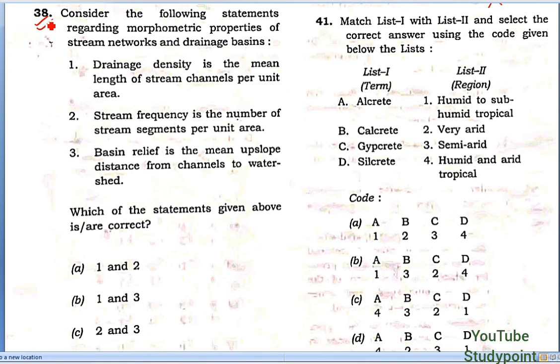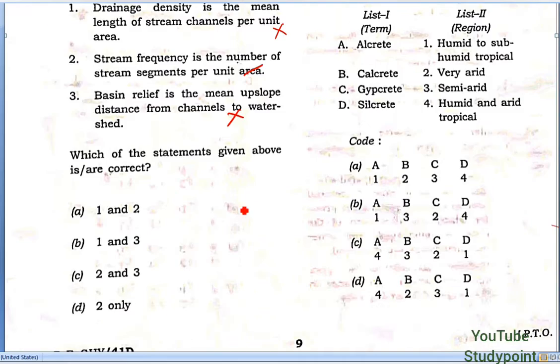Number 38. Consider the following statements regarding morphometric properties of stream network and drainage basin. Statement 1: drainage density is the mean length of stream channel per unit area. This is wrong, this is not the actual formula. Statement 2: stream frequency is the number of stream segments per unit area. This is right. Statement 3: basin relief is the mean upslope distance from channel to watershed. This is wrong. Right answer is option D, 2 only.